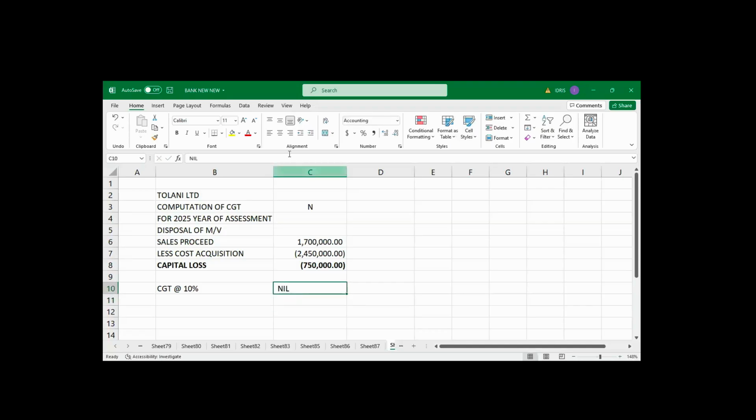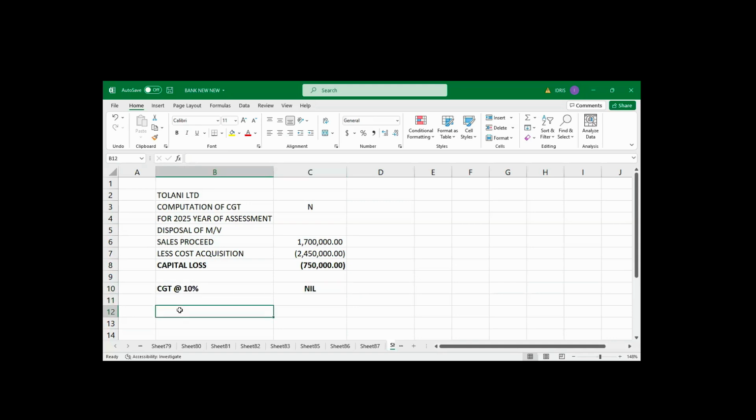Okay, sorry. You have to show them that CGT is nil, because they asked you to compute capital gain tax. You have to show them that in that year your CGT is how much? Nil. Do you understand?